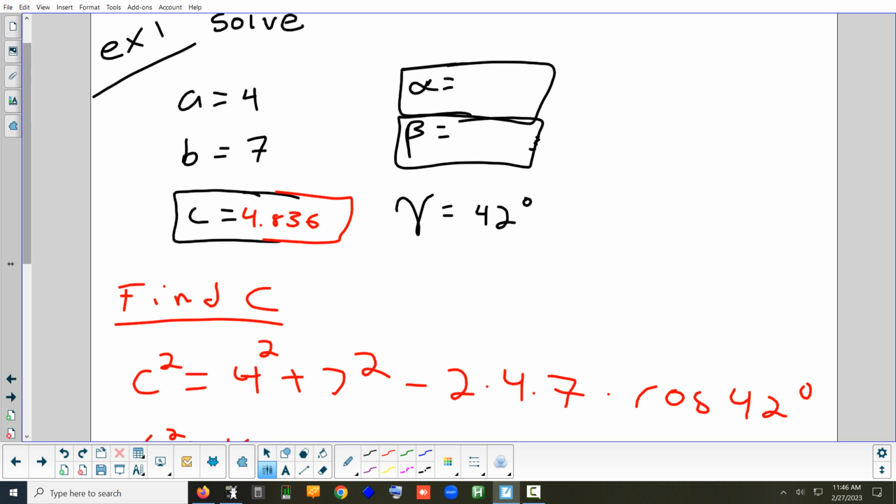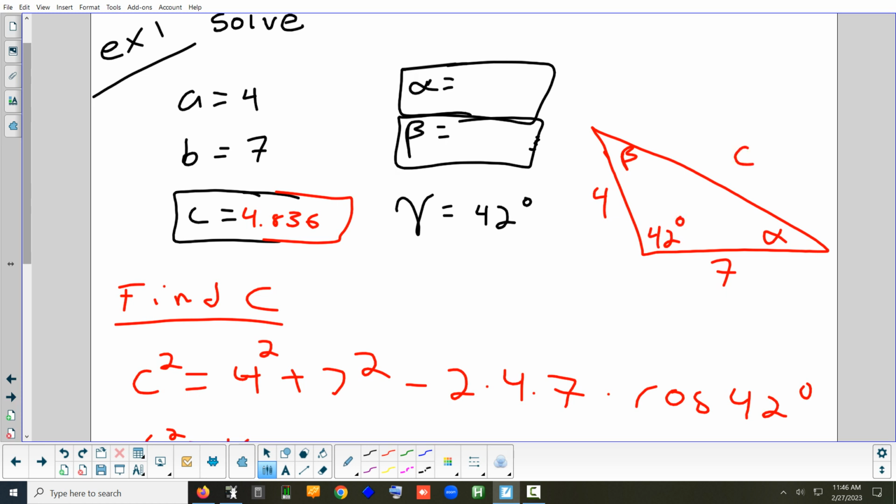Now let's sketch this because I want to see what kind of triangle it is. I know what it was originally. Let's put A, alpha, B, beta, and there we go. It was side, angle, side. That was what it was originally. But now I know side C too, 4.836.